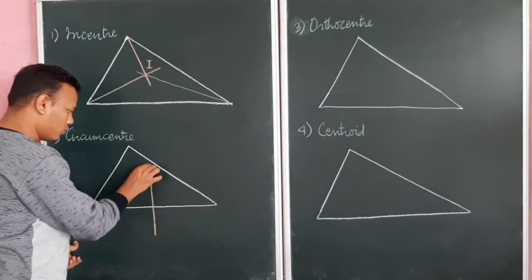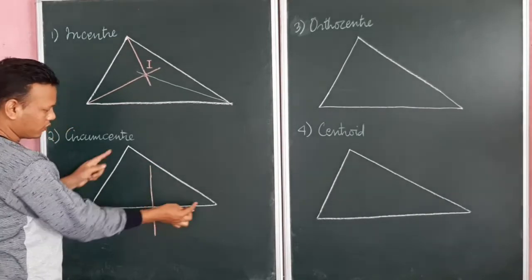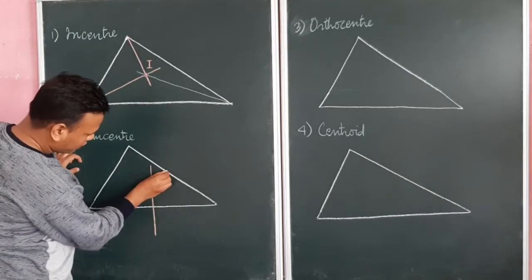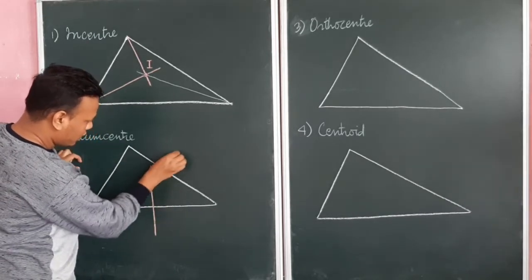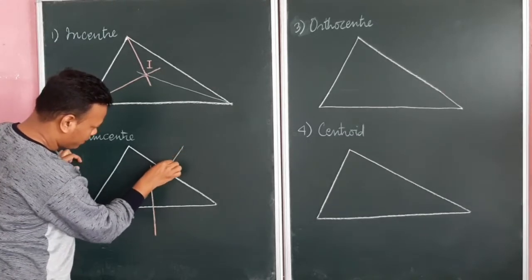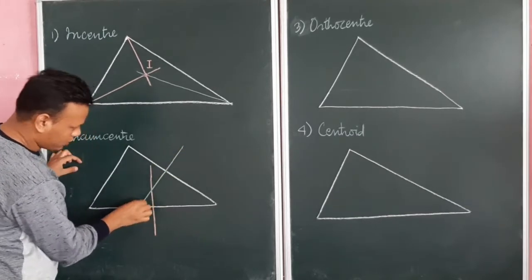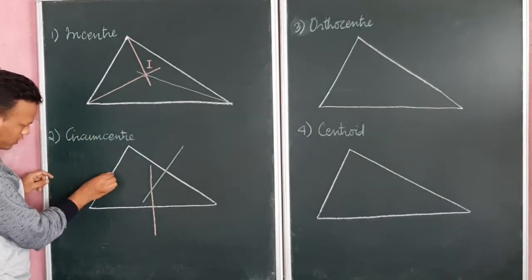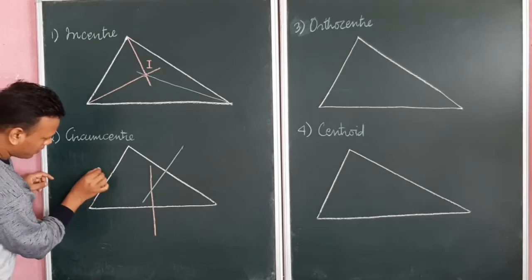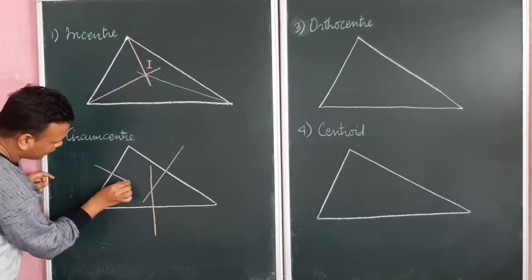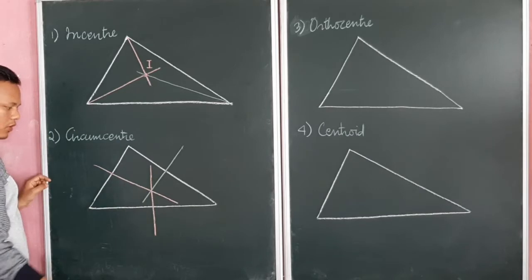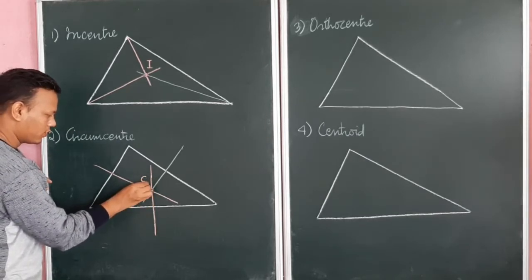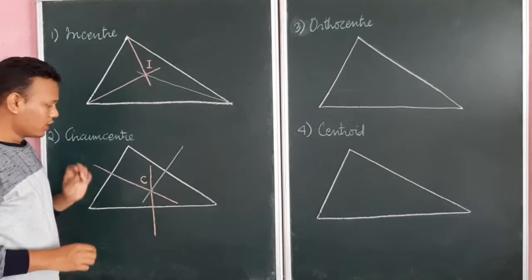Similarly, we used to draw the perpendicular bisector of this as well. Take the midpoint, somewhere over here, and draw a perpendicular. Similarly, you take the midpoint of this somewhere over here and draw a perpendicular, and all the perpendiculars have to pass through the same point. So this point is called the circumcenter. That's the meaning of circumcenter.